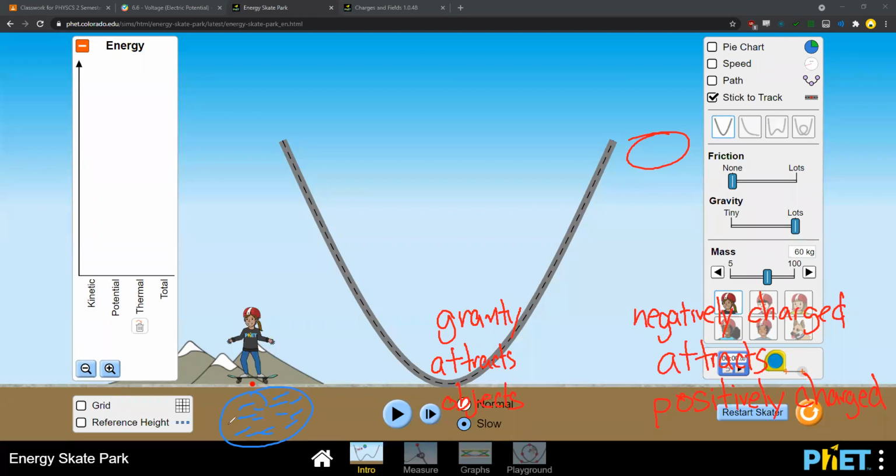Yes, guys, I'm gonna do a very life-like example. Let's pretend there's a negatively charged object here. Let's pretend this girl, this skateboarder, is positively charged. So this skateboarder right here, she's positive.